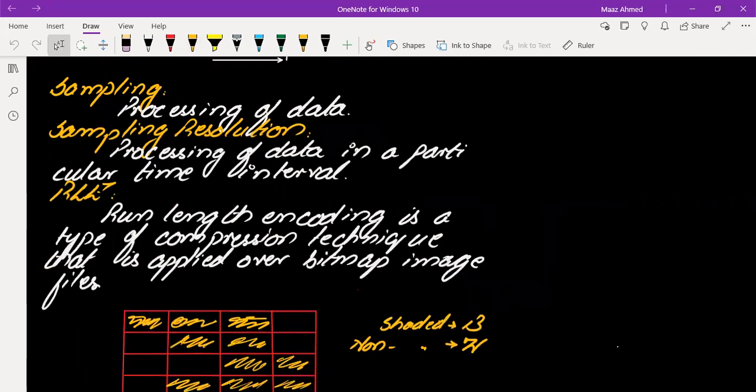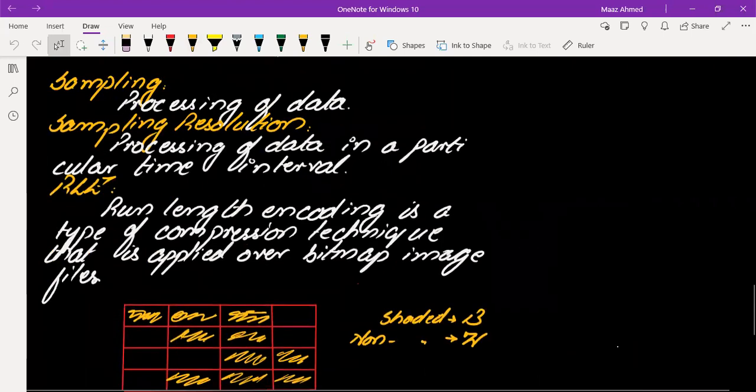Okay, now we're coming to the next part, that is regarding the sampling. Sampling, resolution and RL. Now it's a basic definition of what sampling is. Sampling is something that when we are going to process the data, that is known as sampling. Whereas sampling resolution is termed as how much data we have processed in a particular time interval.